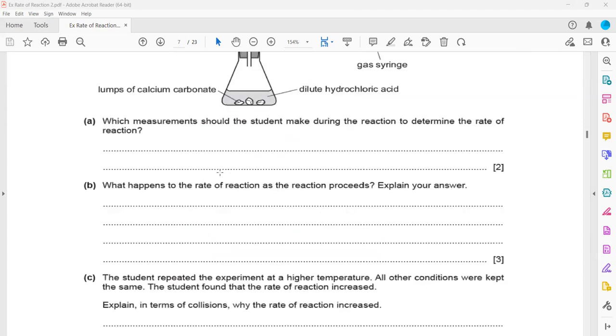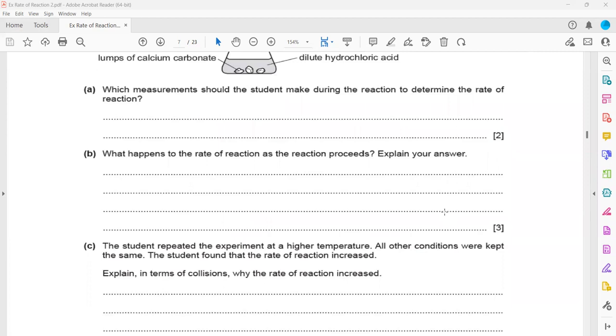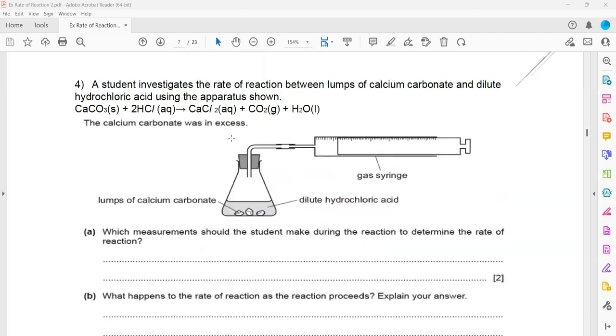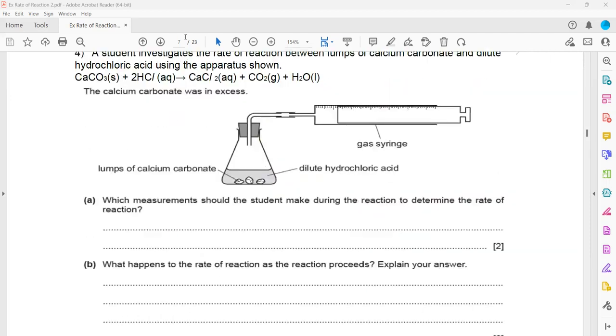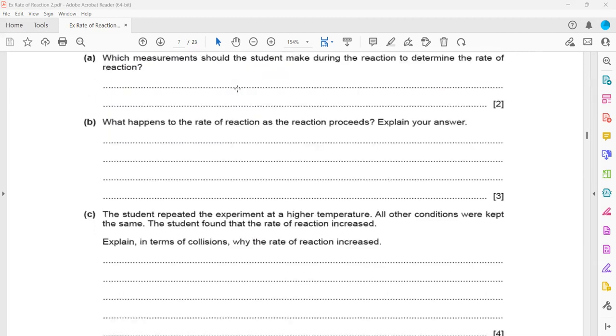What happens to the rate of reaction as the reaction progresses? 3 marks. So first thing, the rate of reaction always decreases. 1 mark is rate decreases with time. Then why does the rate decrease with time? Because there will be fewer particles, fewer collisions, and for these types of questions, as you can see, calcium carbonate is in excess. So hydrochloric acid will be the limiting reagent or limiting factor. So we'll mention the rate decreases as the reaction progresses since the number of particles is lower.